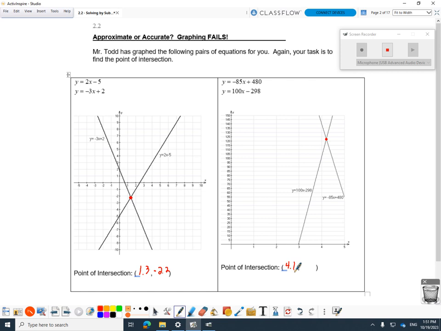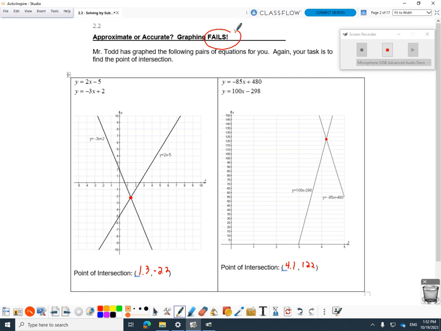This one was 120, 122, maybe 123, maybe 122.5. This is why, and it's an exaggeration, the title says graphing fails. Well, it didn't fail, but it only can give you an approximation, sometimes.